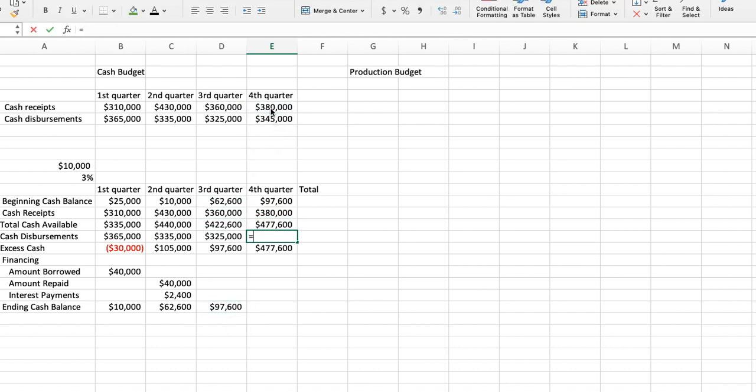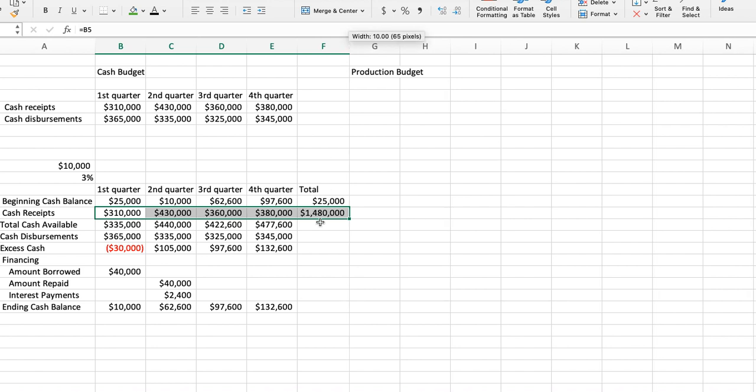We have cash receipts. We have cash disbursements. Again, we don't have to pay anything. And so we have $132,600 left over at the end of the year. Now, if I'm doing a total, my beginning cash balance is my first quarter beginning cash balance. My cash receipts is a sum of all four quarters. My total cash available is these two added together. My cash disbursements are my entire year.